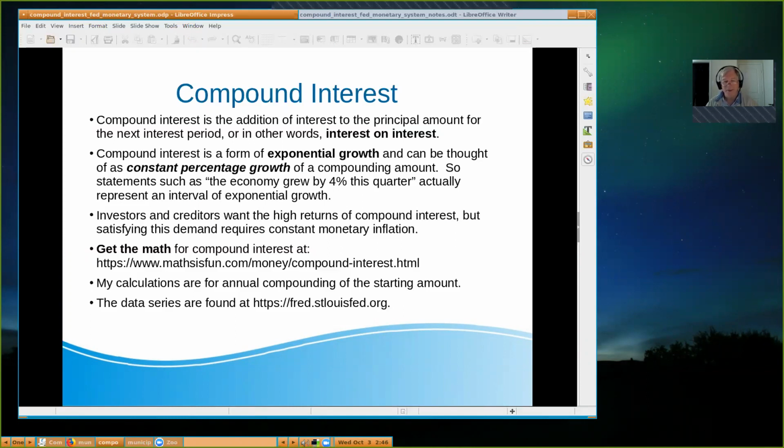But in order to have the money to make those payments, you have to inflate the money system so you have monetary inflation. You can find a good explanation of the math for compound interest at www.mathisfun.com/money/compound-interest.html. And the calculations in the slides I'm going to show here are done by annual compounding. The data that I'm using is annual data. And I just begin with the starting amount of whatever data series I'm working on. And the data series that I use are taken from the Federal Reserve of St. Louis. Their website is called FRED, F-R-E-D, .stlouisfed.org, O-R-G. Okay, next slide.